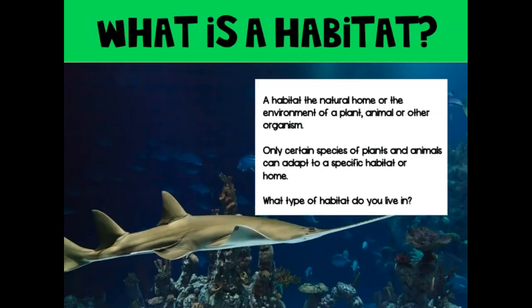Now, what is a habitat? A habitat is the natural home or environment of a plant, animal, or other organism. Only certain species of plants and animals can adapt to a specific habitat or home. What type of habitat do you live in? Stop the video at this point and write down what type of habitat you live in. Return and start the video when you are done.